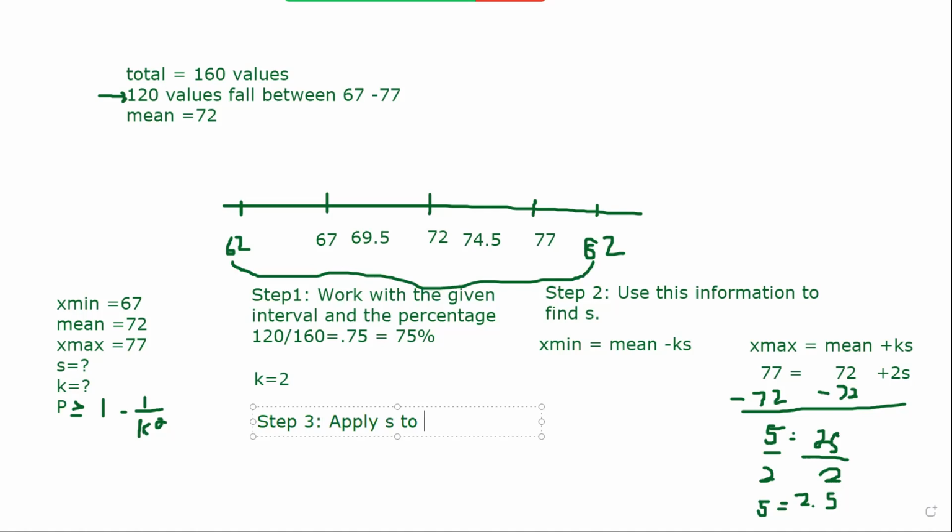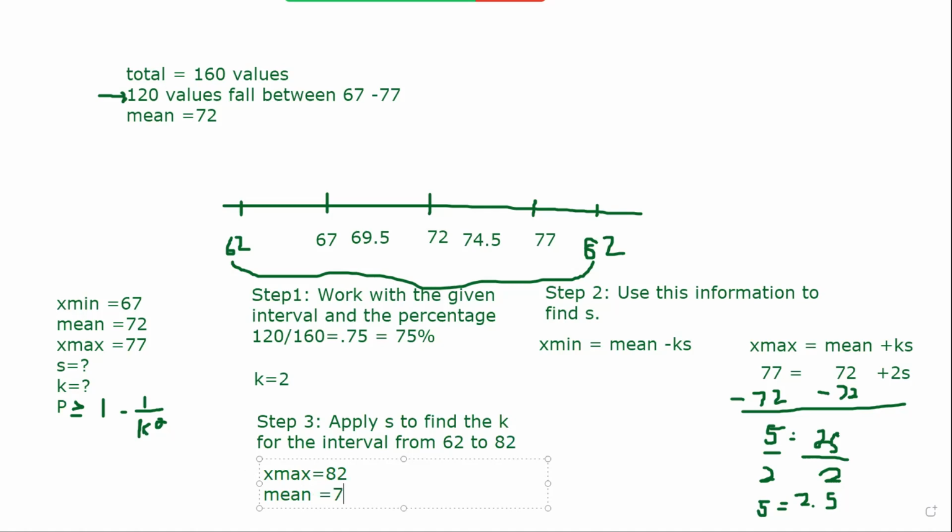Step three, I'm going to apply S to find the K for the interval from 62 to 82. Now remember, here my X max is 82, okay, because I'm doing the longer interval. So X max is 82. The mean is still 72. And my S is 2.5. Okay. And I want to know what K is. So I'm going to do my little calculation here.